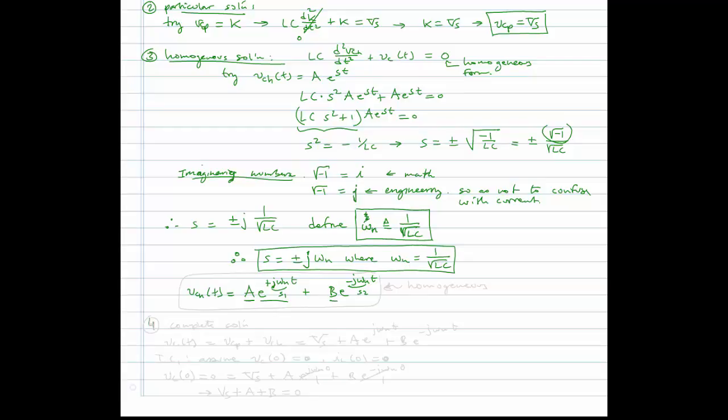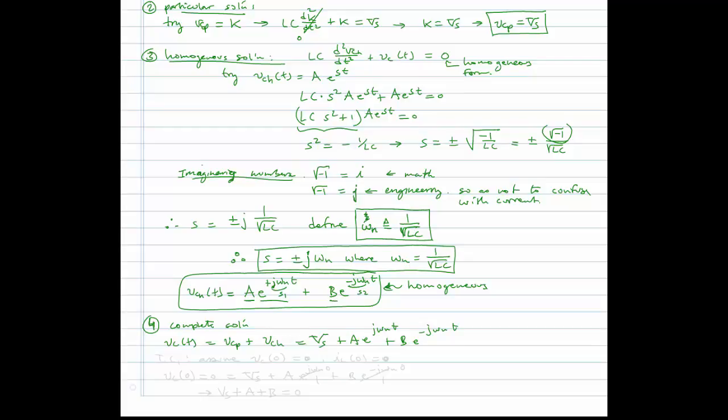So we're going to combine now. Here we have our homogeneous solution. It looks strange. We don't recognize real signals that look like this, but we'll just see what happens as we go forward. Alright, so the complete solution, VC of t, is equal to the particular solution plus the homogeneous solution, which will be Vs plus a e to the j omega nt plus b e to the minus j omega nt. Now we need some initial conditions.